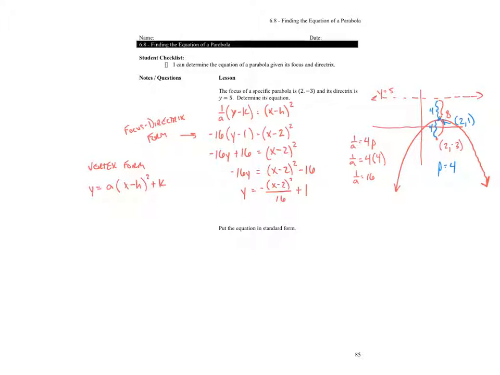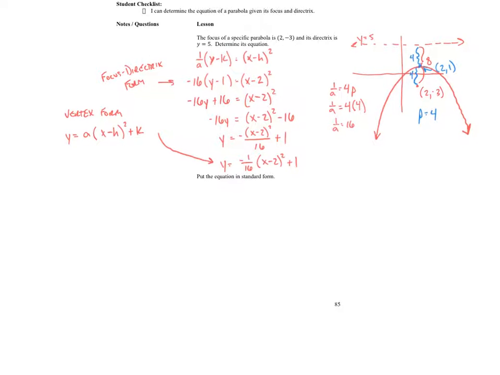And if I wanted to write that out in vertex form, I would just have to make sure that I put my 1/16 out front plus 1. There you go. So now it is in vertex form. And the last thing that we need to do is to then take that equation and put it into standard form. So standard form is your y equals ax squared plus bx plus c.